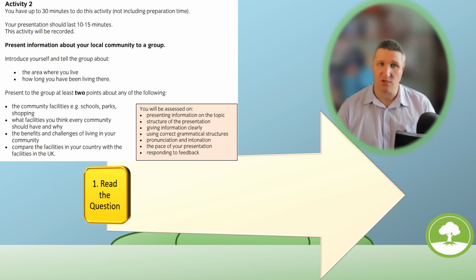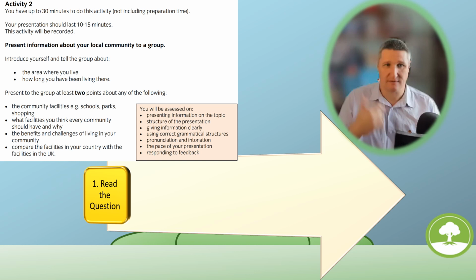Activity 2. You have up to 30 minutes to do this activity, not including preparation time. Your presentation should last 10 to 15 minutes. This activity will be recorded. Present information about your local community to a group. Introduce yourself and tell the group about the area where you live, how long you've been living there.